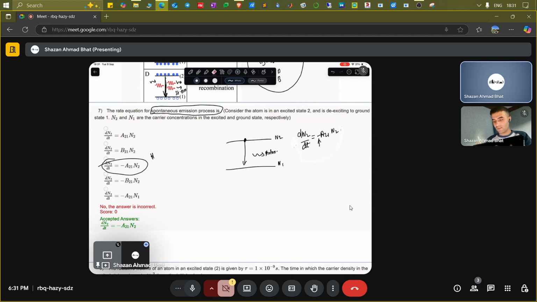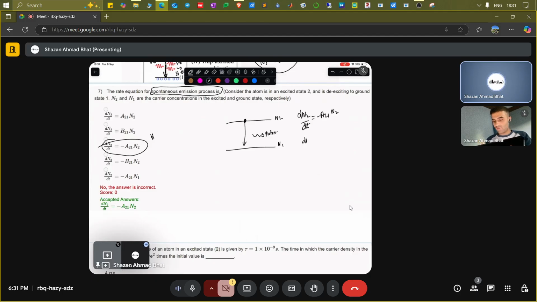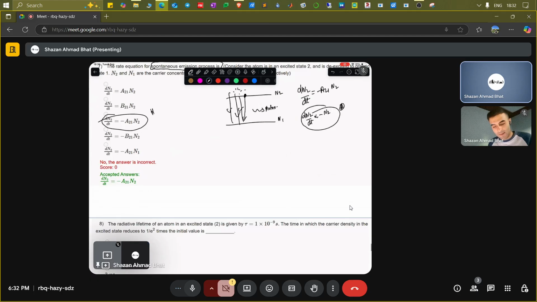This basically indicates that this rate goes on reducing as N2 reduces. So what it says is that dN2/dt is proportional to minus N2. This is a simple rate equation. If you have a lot of atoms here, and the number of atoms starts to reduce, obviously the spontaneous emission is going to go lower. This is just like a rate law. Even radioactive decay follows this law, and a lot of other processes follow these types of equations.